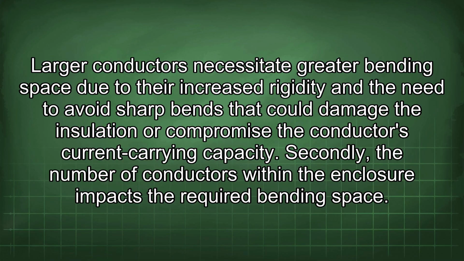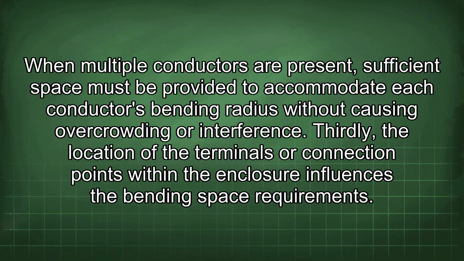Secondly, the number of conductors within the enclosure impacts the required bending space. When multiple conductors are present, sufficient space must be provided to accommodate each conductor's bending radius without causing overcrowding or interference. Thirdly, the location of the terminals or connection points within the enclosure influences the bending space requirements.